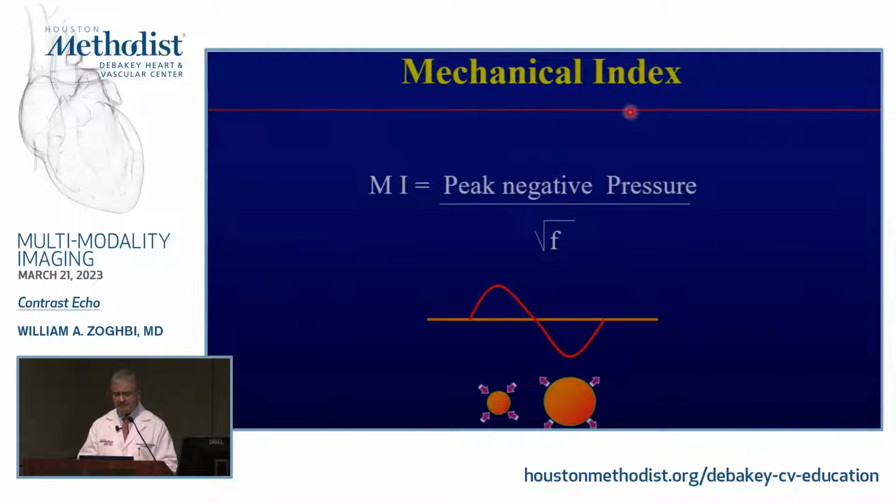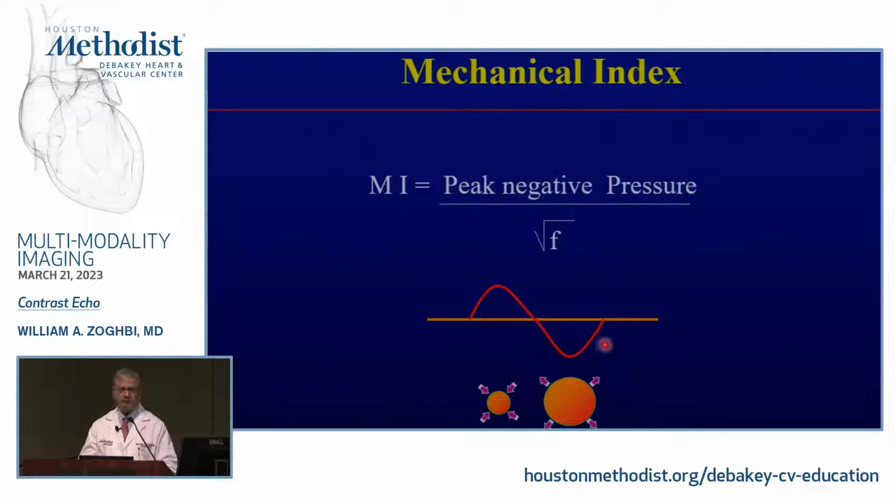Mechanical index. I think this is one of the numbers that the novice, or even the non-novice, has to take a look at in your display. It usually is in the display of the ultrasound features. It's called MI, or mechanical index. It's the peak negative pressure divided by the square root of the frequency of the ultrasound that you're sending.